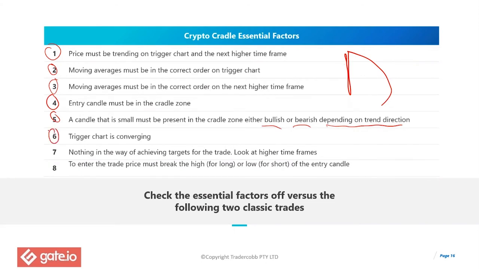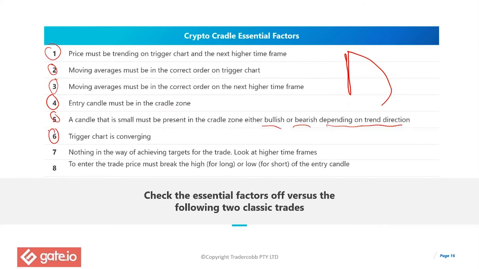Number six, the trigger chart must be converging. Now, personally, I like to have the trigger chart and at least the next higher time frame converging as well. I haven't put that in as an essential factor because it's my preference, and I'm here to teach you, and I want you to start taking trades and not being overly picky. Why? Because I also suggest that you start your trading with a smaller amount of money, start risking lower amounts to start off with. From there, as your confidence grows, as your experience grows, then you can start to bring some more things in, start to increase the size of the trade. But first things first, you've got to start doing.